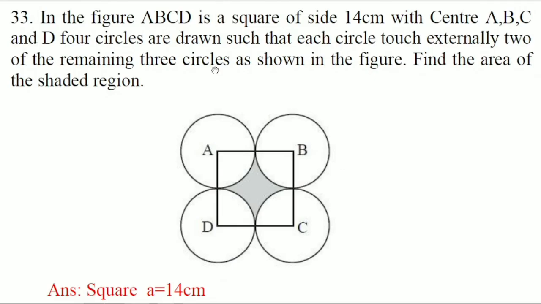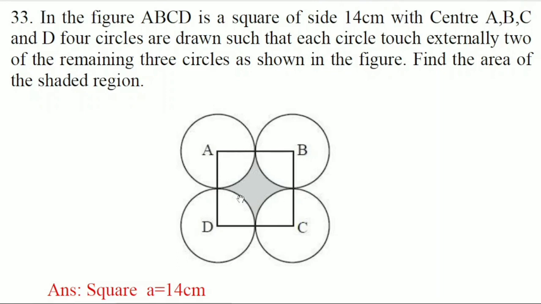Question number 33. In the figure ABCD is a square of side 14 cm with centers A, B, C and D. 4 circles are drawn such that each circle touches exactly 2 of the remaining 3 circles as shown in the figure. Find the area of the shaded region. So here they have given the picture.